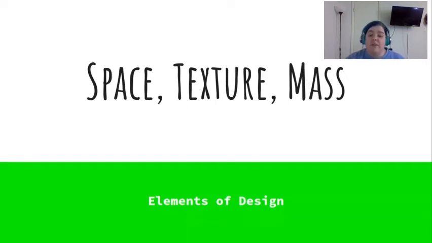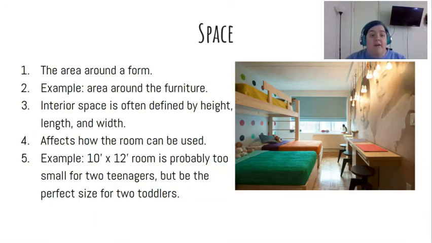Okay, so the next elements that we're going to talk about are space, texture, and mass. We're going to break this down into three short clips. The first one we're going to talk about is space. Space is the area around a form.